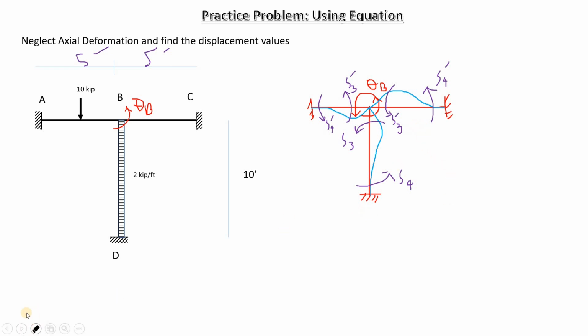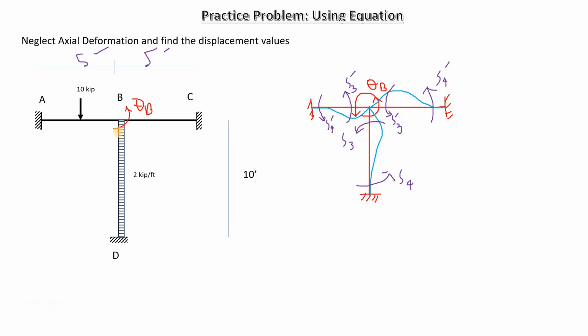So now that we have the moments, we can easily develop the equation. We need to see which moments are being associated at point B. If you look here, you can see that this S3 prime right over here is being associated with point B. So is this S3 prime, and so is this S3, right? These things are being associated with point B. So if they're being associated with point B, we can easily determine the equation for solving point B.